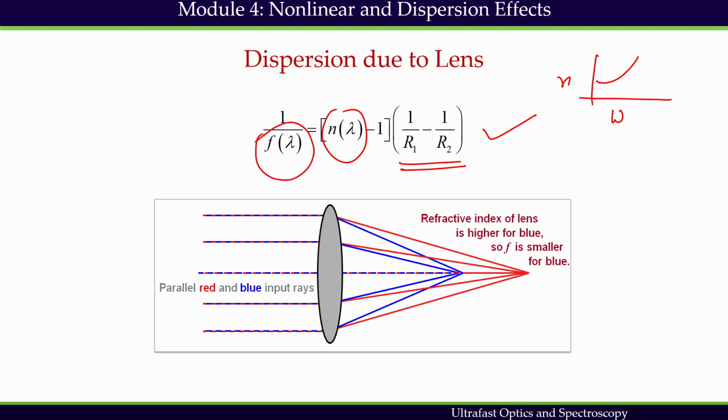So what is going on? The higher frequency components will have shorter focal length, and that's why we have shown here that the blue part is focused more quickly than the red part. So when a pulse is propagating through the medium, through the transmissive lens, the result is the following.